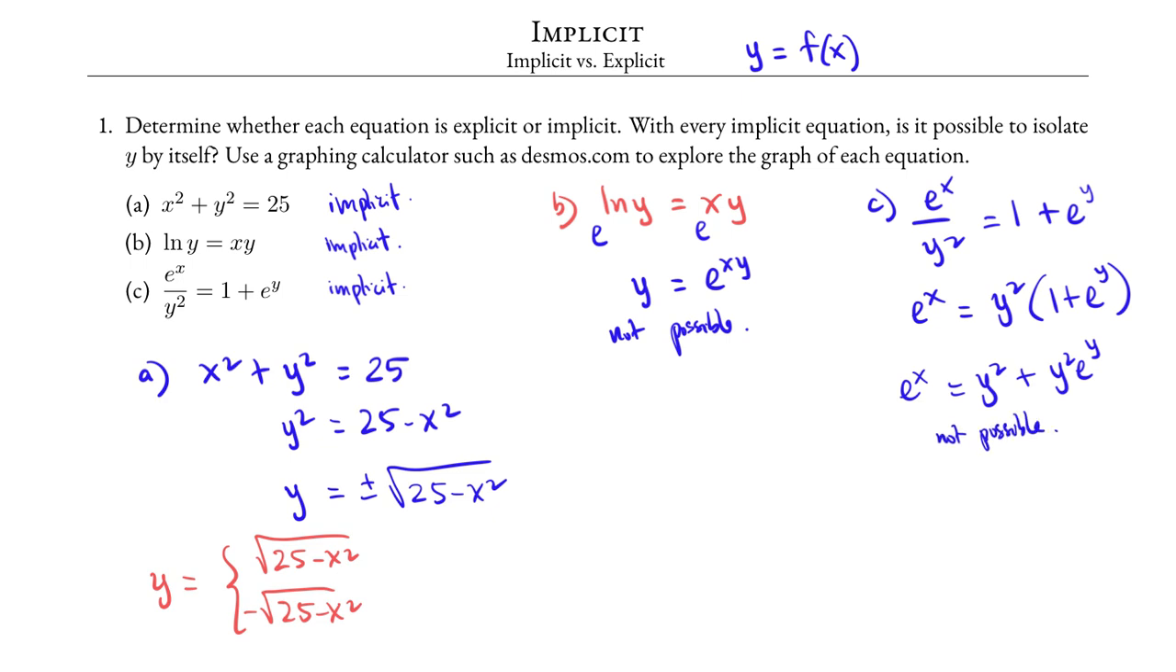It is worth pointing out that we didn't try hard to isolate y for parts B and C. If we tried further, we might be able to isolate y, but that defeats the purpose. It is too time consuming. We should work with implicit equations instead.